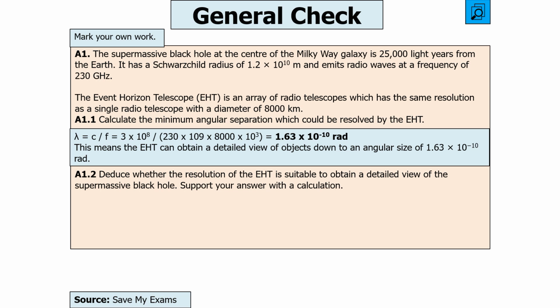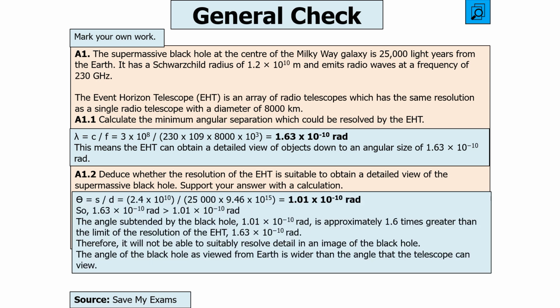So this means that the EHT can obtain a detailed view of objects down to the angular size of 1.63 times 10 to the minus 10 radians. So that will then allow you to work out your minimum angular resolution. We also know that theta is equal to s over d. That's an equation which you've covered before in mathematics. So you can say theta, the angle, is equal to s, the distance, over d, as so. So you can pop in all your values, you work it through, and you get 1.01 times 10 to the minus 10 radians.